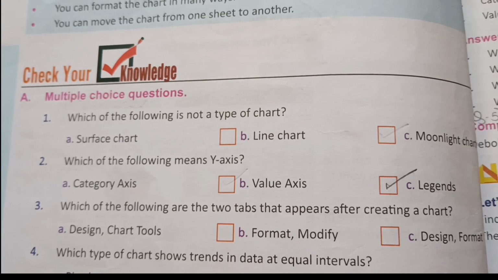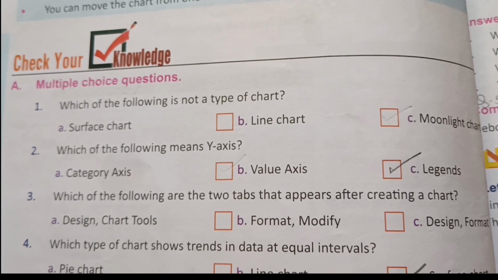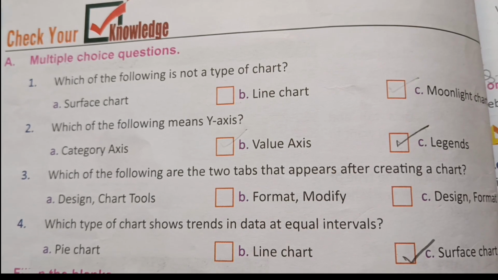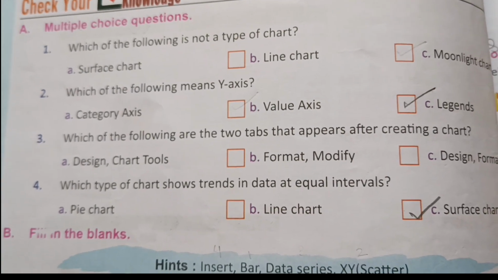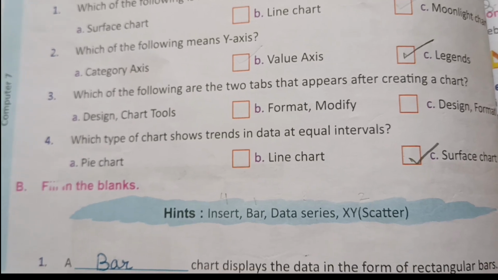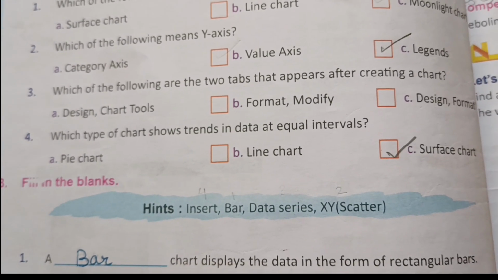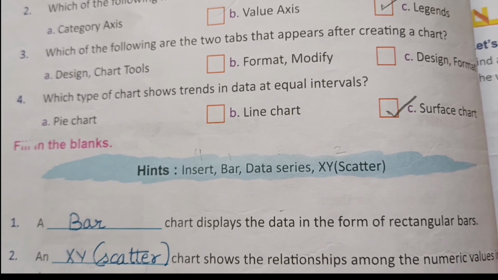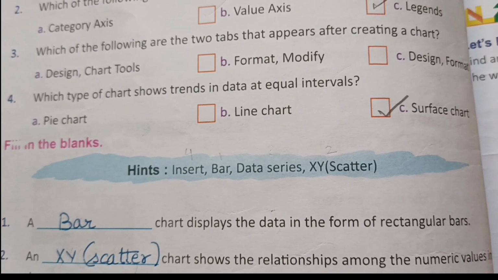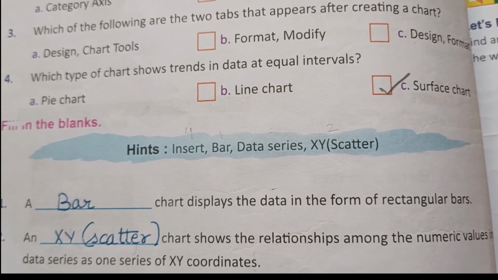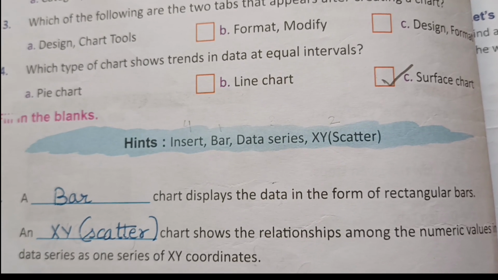Which type of chart shows trends in data at equal intervals? Line chart. Clear? Now next is fill in the blanks. Hints are given in the box. So first blank is a dash chart displays the data in the form of rectangular bars. Bar chart. A dash chart shows the relationships among the numeric values in data series as one series of xy coordinates, xy scatter.